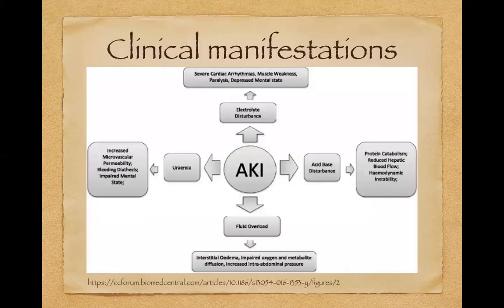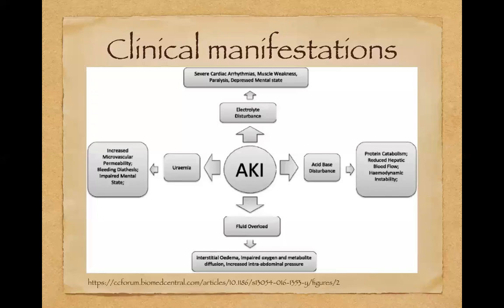So when it comes to AKI, there are some clinical manifestations. You get your acute and your long-term manifestations. In the ED, this is quite a nice diagram that specifies the major underlying complications and clinical manifestations you get as a result. With AKI, there are four main things that you have to look out for, and that's uremia, which causes bleeding diathesis and impaired mental state.